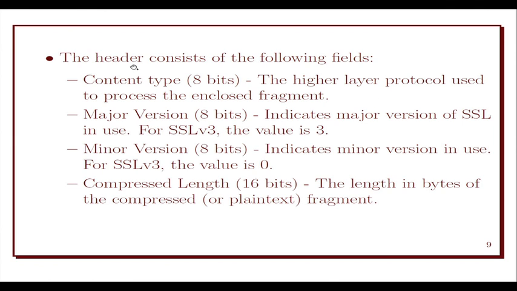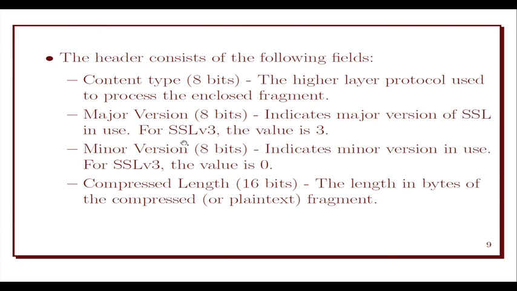Okay. Now, this is the structure of the header. The header consists of the following fields. The first field is content type, which is 8 bits. So, we need 8 bits to represent this. It is the higher level protocol used to process the enclosed fragment. Then another 8 bits are used to indicate the major version. This indicates the major version of SSL in use.